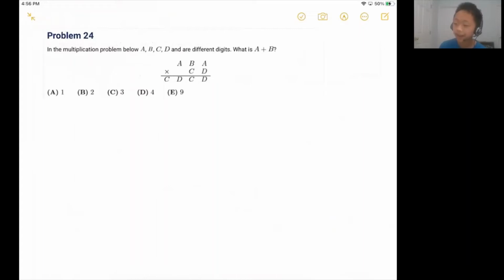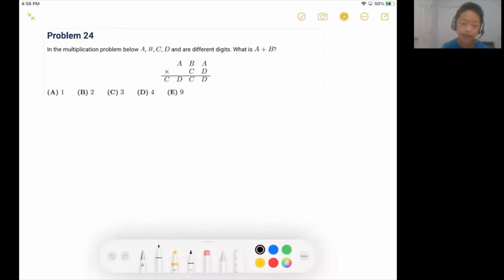So in this problem, we have this multiplication problem, and we know that A, B, C, and D are different digits. We want to know what is A plus B? So this is, again, a very common type of problem where they might give you a bunch of variables. A common variation of this kind of problem might say, ABA plus CD equals CD or something like that. But this is a very commonly appearing problem.